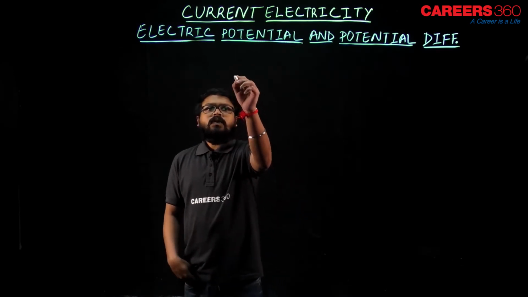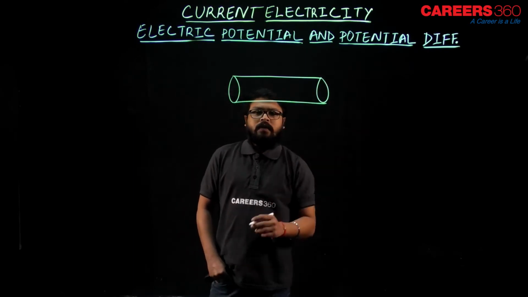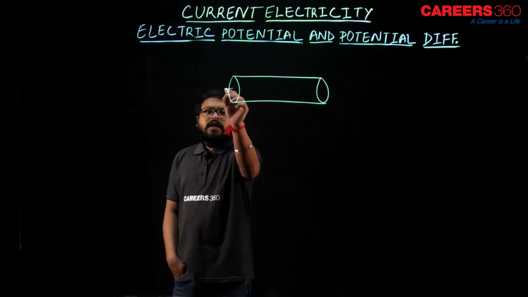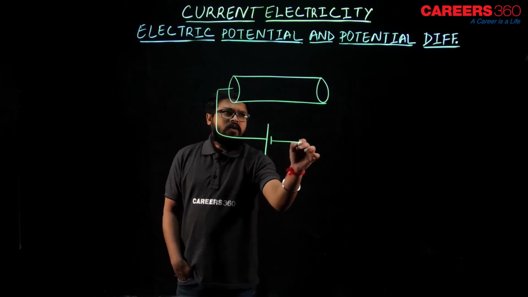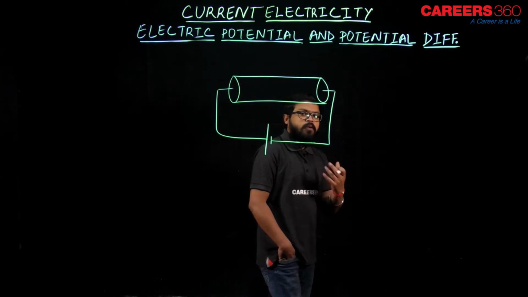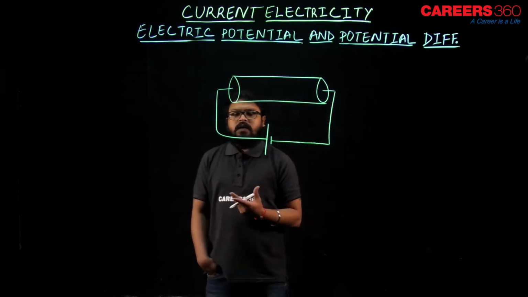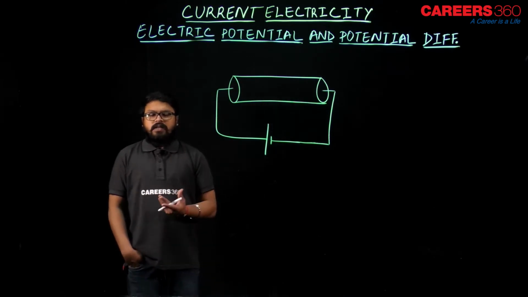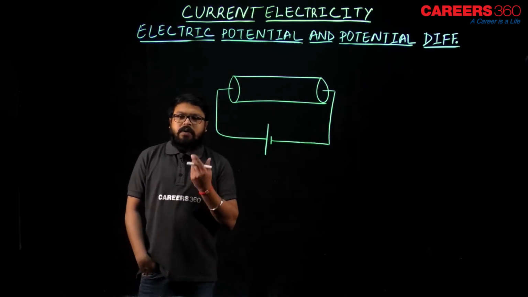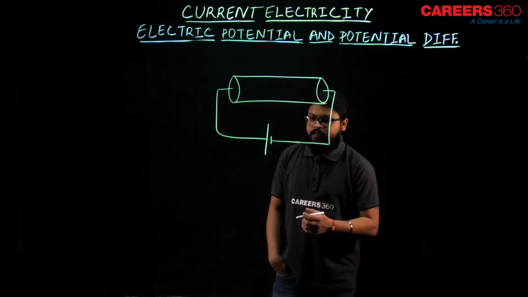Let's draw the conductor once. Suppose this is our cylindrical conductor over here, and now I have connected this across a battery or a cell, same thing, a group of cells is called a battery. A cell is nothing but a device which supplies electrical energy. It's a chemical device. Chemical energy is getting converted into electrical energy.